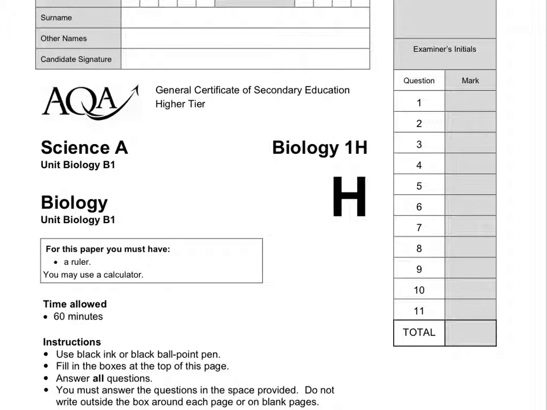Hi Year 11, this is an exam review of the Specimen B1 Biology paper for Unit 1. I'm going to go through this as this is for higher tier. If you didn't sit the higher tier exam paper, you need to look at the foundation video instead.